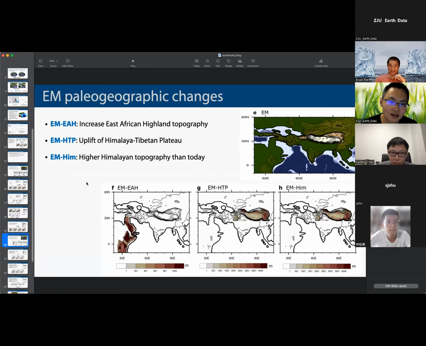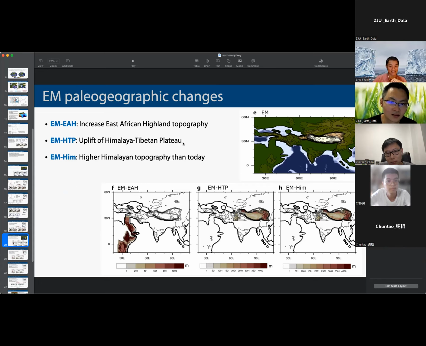Because let's say the Himalaya is constantly rising because of the Indian plate. Right, I don't know. My guess is that they're taking the effect of including the Himalayan Tibetan plateau and just basically cranking it up even higher, just to see what the effect is. That's my intuitive guess.